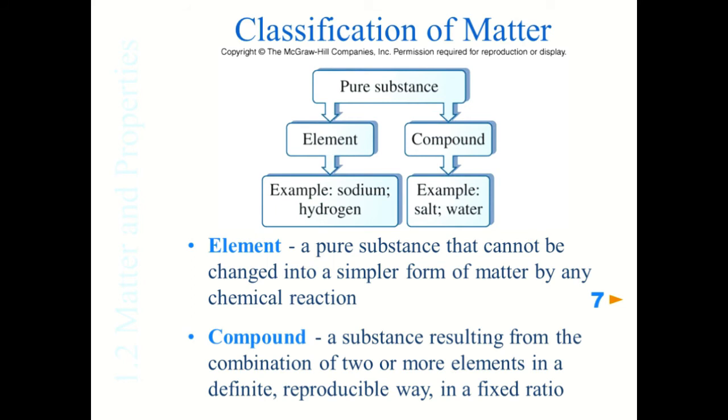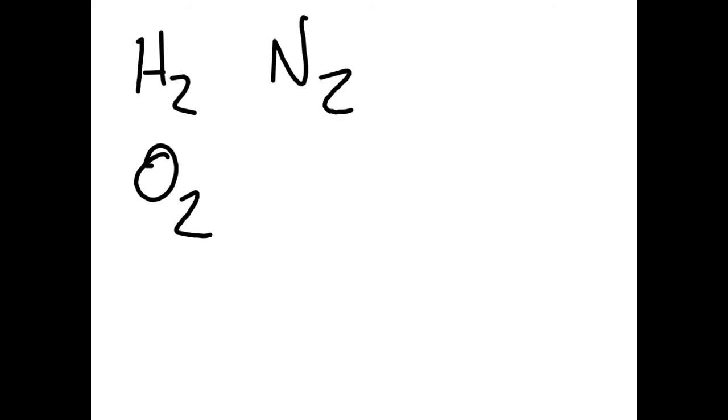So, a pure substance can either be an element or a compound. So here's some elements. And remember, elements a lot of times don't exist as just single things. They have to be diatomic. Hydrogen does not just exist on its own as a single hydrogen. You have to have two of them. So it's H2, and it's O2, and it's N2. Those are the gases, oxygen, nitrogen, and hydrogen.